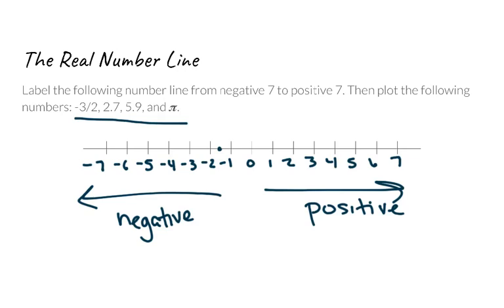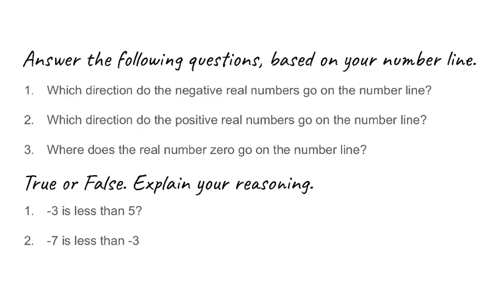Let's look at 2.7. 2.7 falls in between 2 and 3, okay? 5.9 falls in between 5 and 6. And pi, which we know is an irrational number, falls between 3 and 4, okay? So the main thing that I want you to get from this demonstration is that fractions, decimals, rational, irrational, all those numbers exist on the real number line.